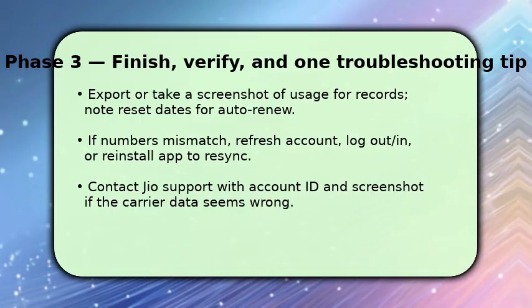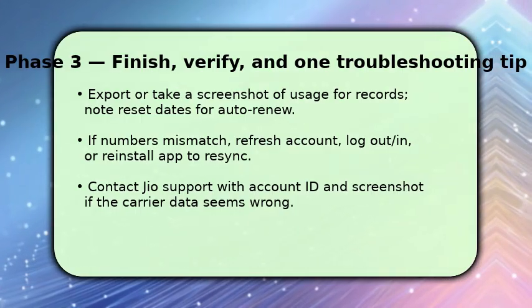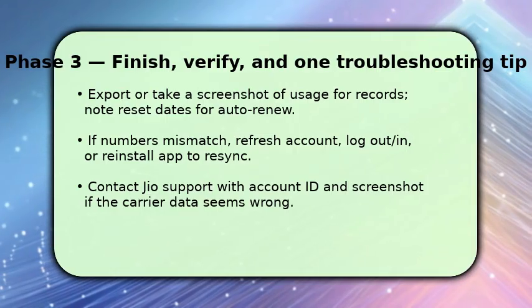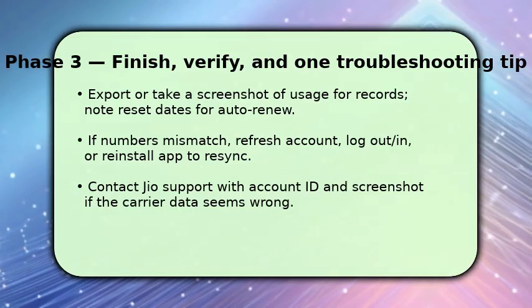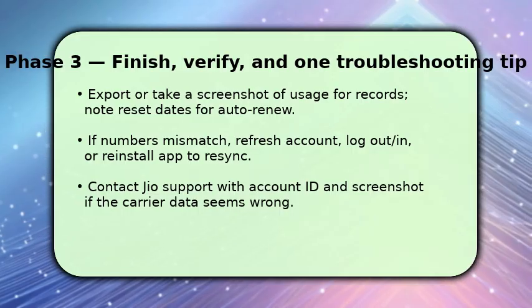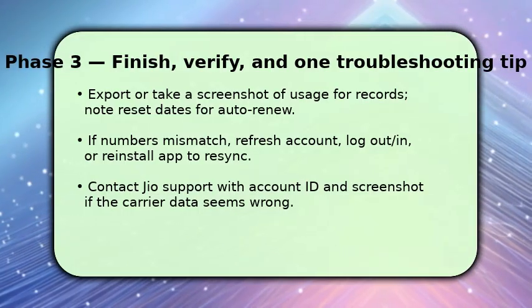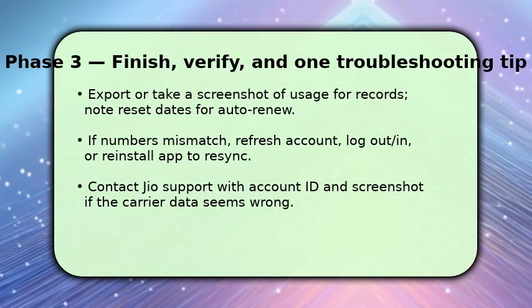If the app's numbers do not match your device counters, refresh the account, log out and back in, or reinstall My Geo to force a resync. If issues persist, contact Geo support with your account ID and a screenshot of the discrepancy. They can reconcile carrier-side records.